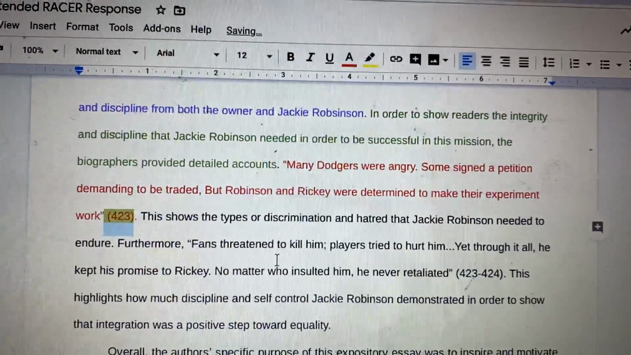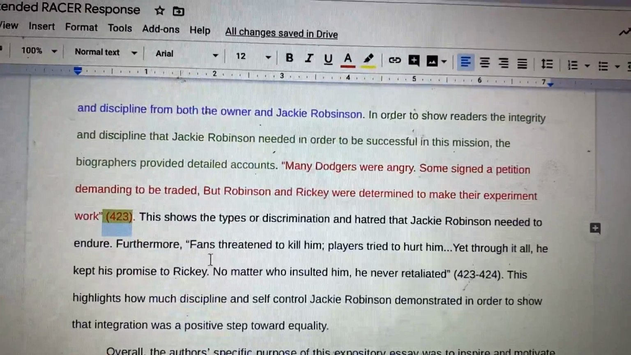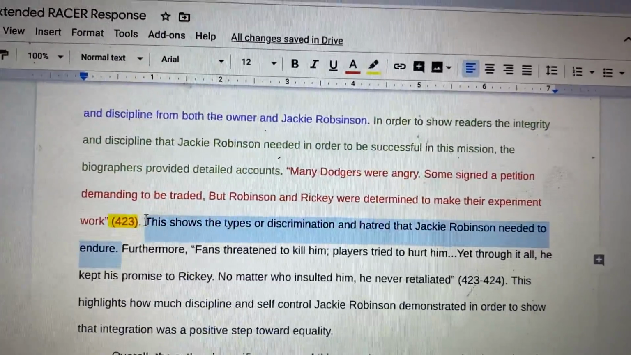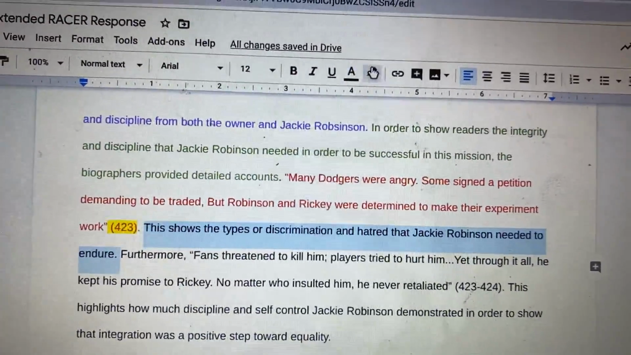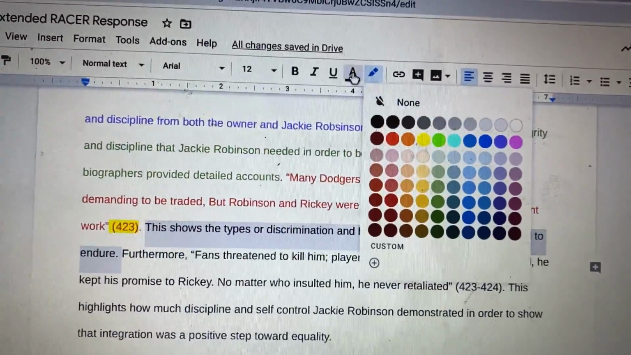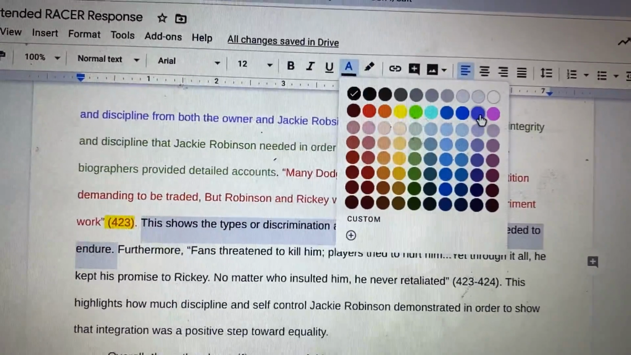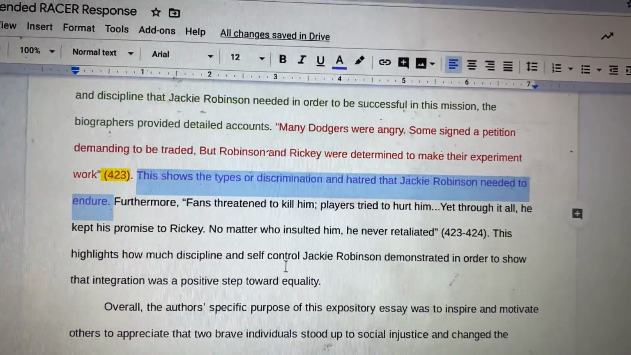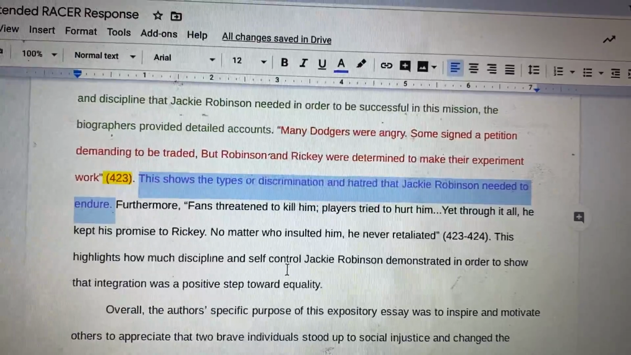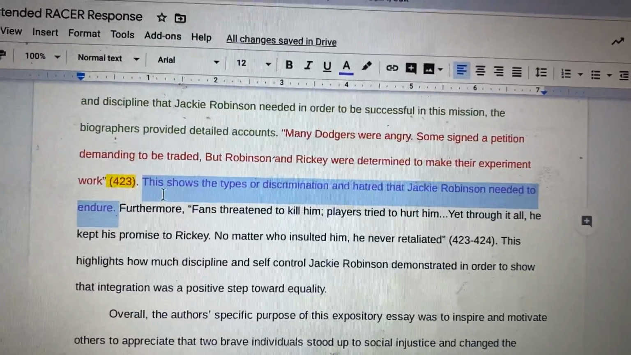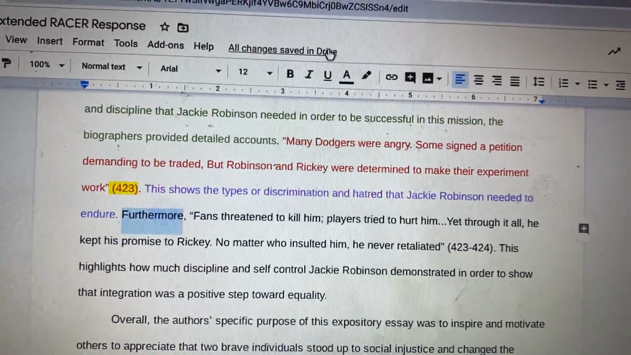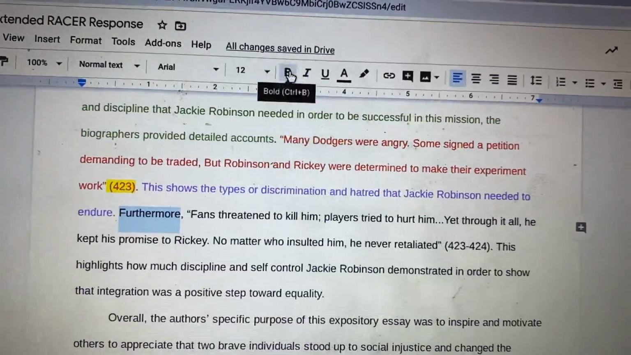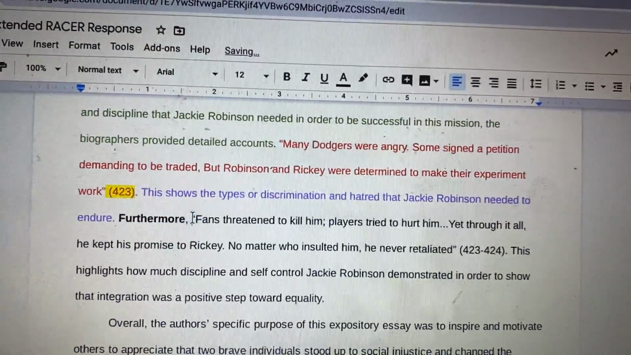This shows the types of discrimination and hatred that Jackie Robinson needed to endure. This explanation is short, but that's because I do follow it up with an additional piece. So let me just quickly make this purple. Furthermore, fans threatened to kill him, players tried to hurt him, yet through it all, he kept his promise to Rickey. No matter who insulted him, he never retaliated. So I just added to this piece of evidence here. I just bold my transition word.